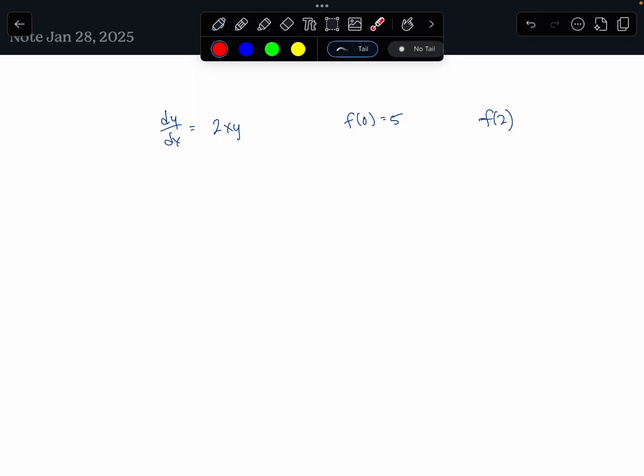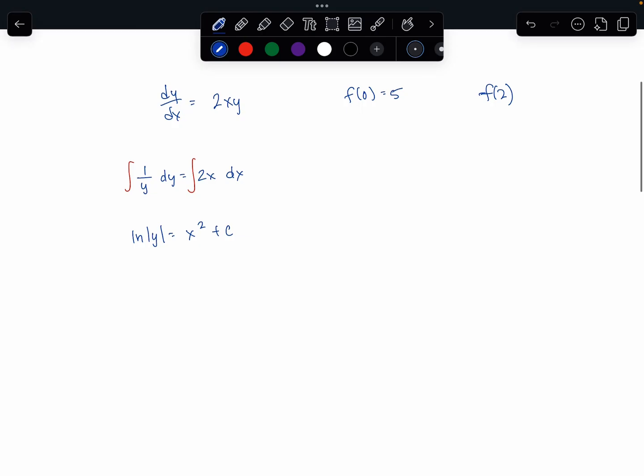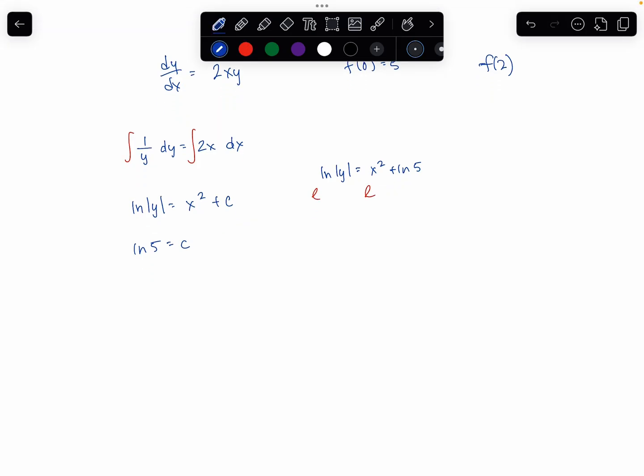So I'm going to separate the variables. I'm going to divide by y. So I'll get 1 over y dy equal to 2x dx. And I'm going to anti-differentiate. And so that's going to be the natural log of y equal to x squared plus c. And then I'll plug in my initial point to solve for c. So I'll get the natural log of 5 is equal to c, since I'm plugging in 0 for x right there. So then I would have the natural log of y is equal to x squared plus the natural log of 5. And I'll use base e to, sorry, not anti-differentiate, but to solve for y.